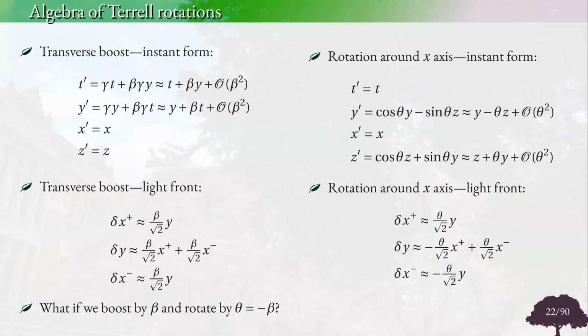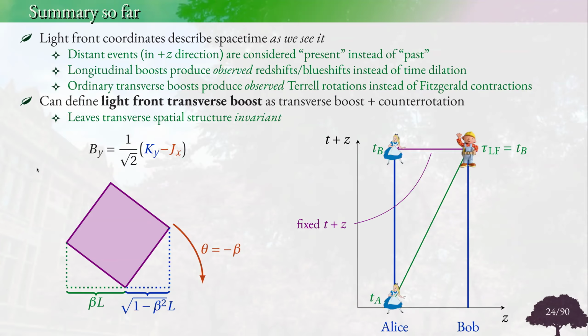Conceptually, we described light front coordinates as giving a description of space-time as we see it, at least in one particular direction, the plus z direction. When you're looking in the plus z direction, everything you see you consider to be the present rather than having happened in the past. Longitudinal boosts, instead of a time dilation formula, give you the redshift and blueshift formulas describing redshifts or blueshifts you actually see if an object is boosted to be moving away from you, giving a redshift, or moving towards you, giving a blueshift.